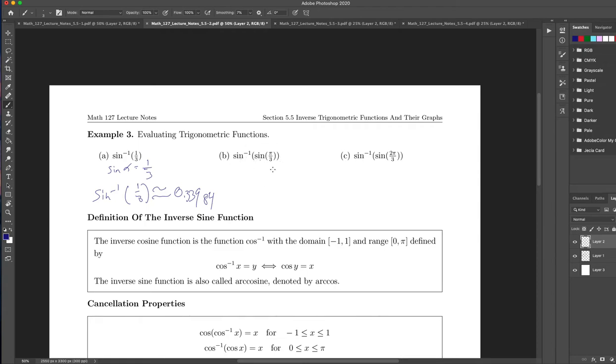Here, let's pretend I want to take the inverse sine of a sine. So this is within my cancellation property. So I can just say, without thinking too much about this, well, this is just pi/3, right? That's what it means to be an inverse. Wherever I put it, I'm putting it back.